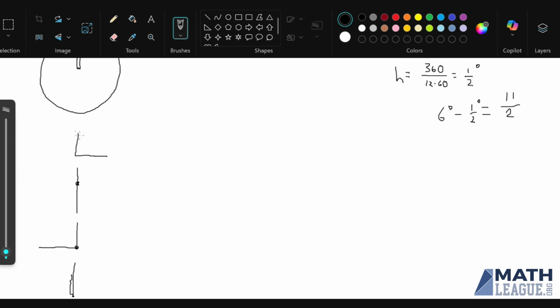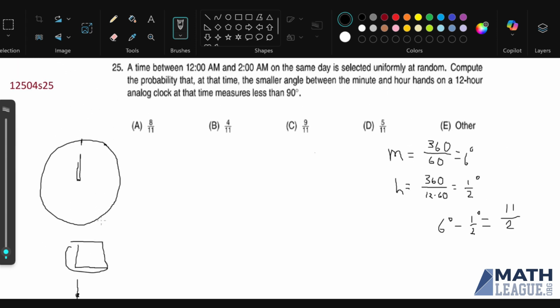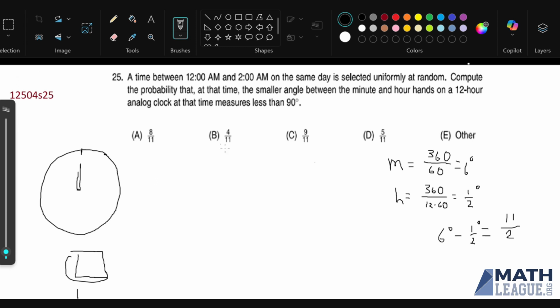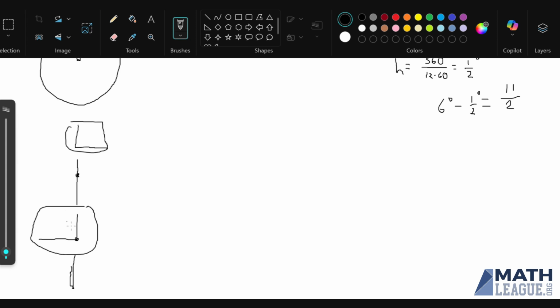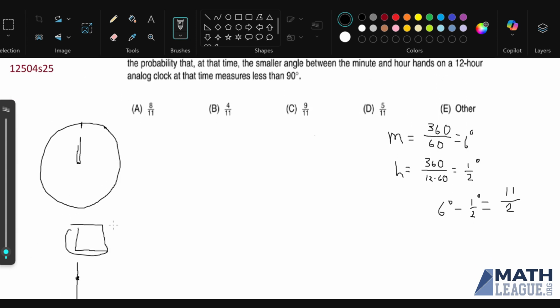So while we're in this quadrant of motion and this quadrant of motion, then the smaller angle between our minute and hour hands is going to measure less than 90 degrees, which is what we want. So what we want to figure out here is how often between 12 a.m. and 2 a.m. is the angle between the minute and the hour hand contained in either this quadrant or this quadrant. We move from quadrant to quadrant whenever this difference ends up changing by 90 degrees.